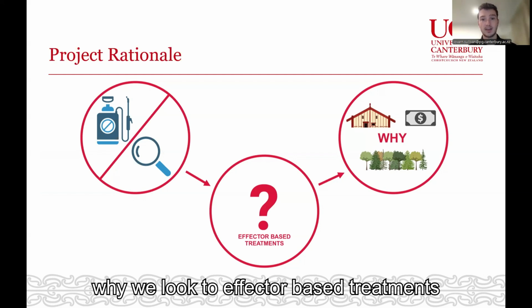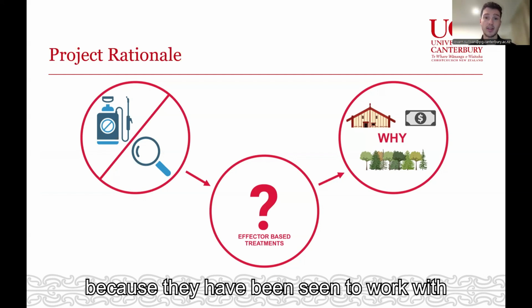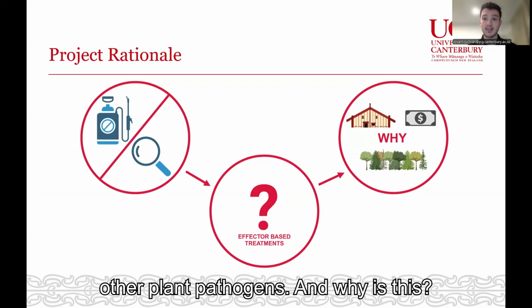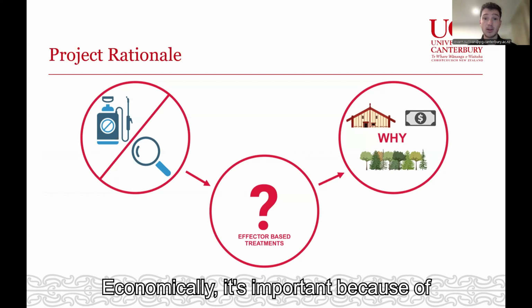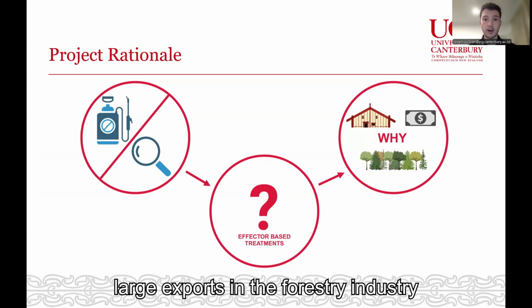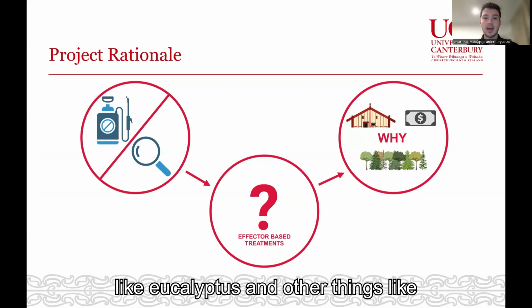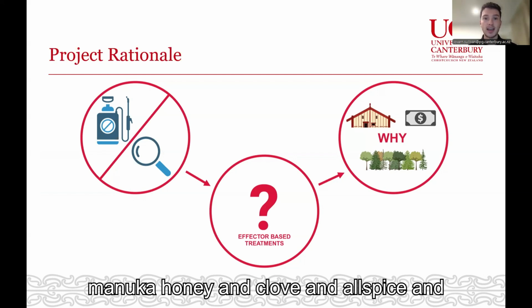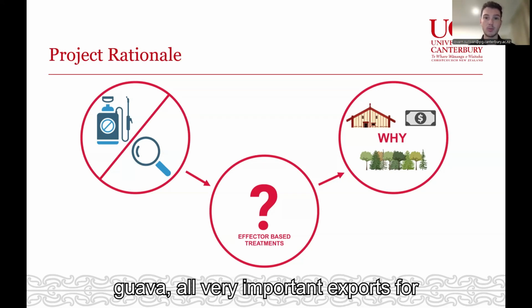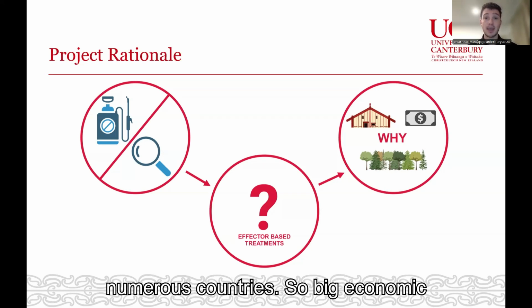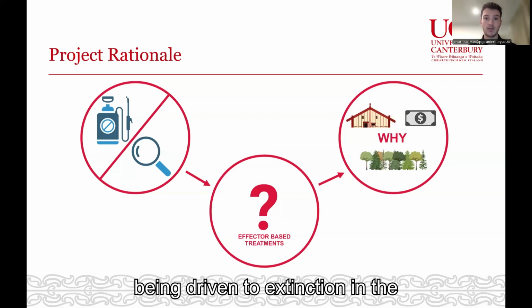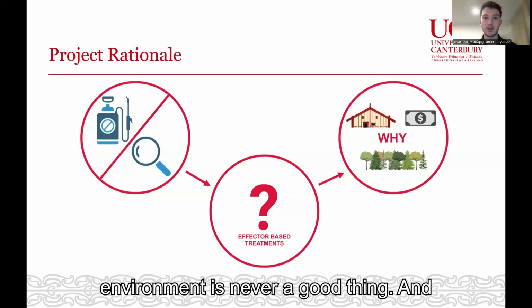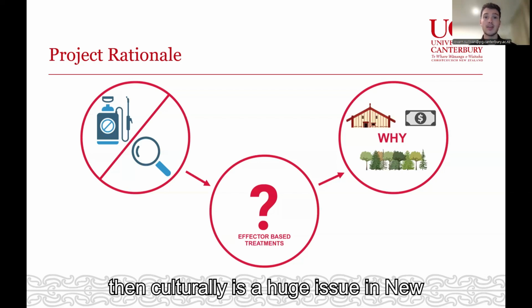This is why we look to effector-based treatments, because they have been seen to work with other plant pathogens. And why is this important? Economically, it's important because of large exports in the forestry industry, like eucalyptus, and other things like Manuka honey and clove and allspice and guava, all very important exports for numerous countries. So a big economic issue. Ecologically, obviously, species being driven to extinction in the environment is never a good thing. And then culturally is a huge issue.